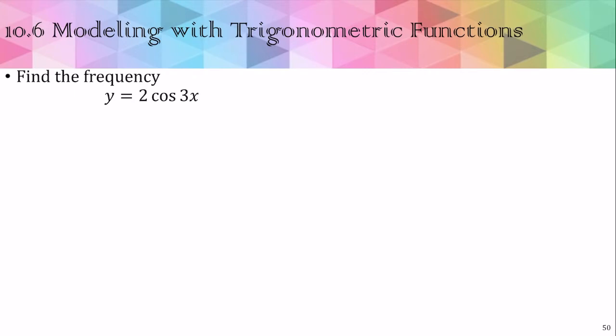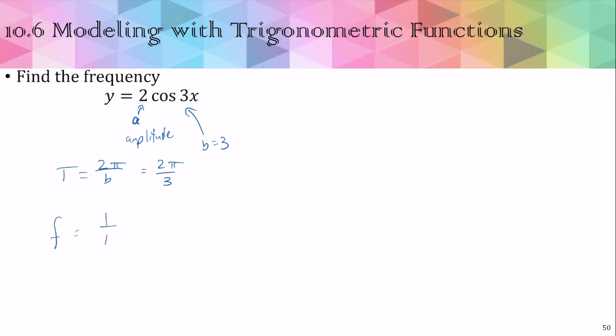So let's find the frequency of y equals 2 cosine 3x. Here's the a, so a is 2, but that's the amplitude. I'm not sure that's going to affect anything. But that's the b, so our b is 3. Remember, the period for cosine is 2 pi over b. In this case, it's 2 pi over 3.